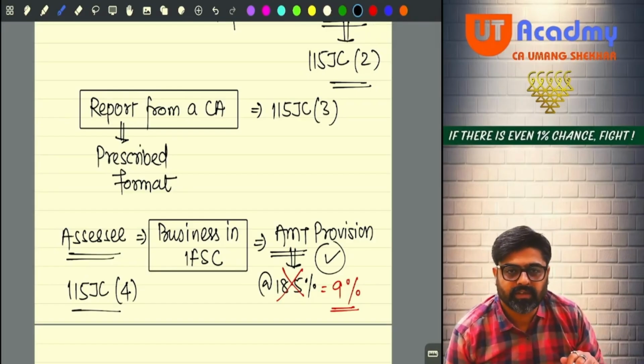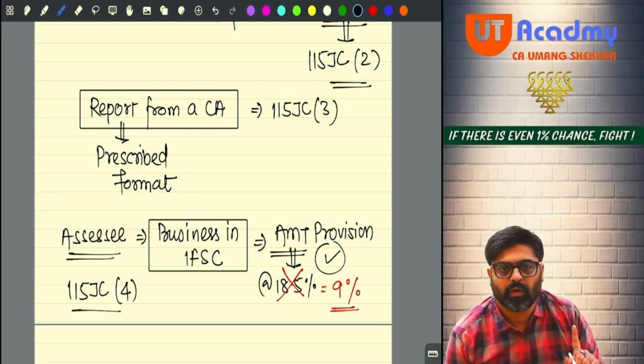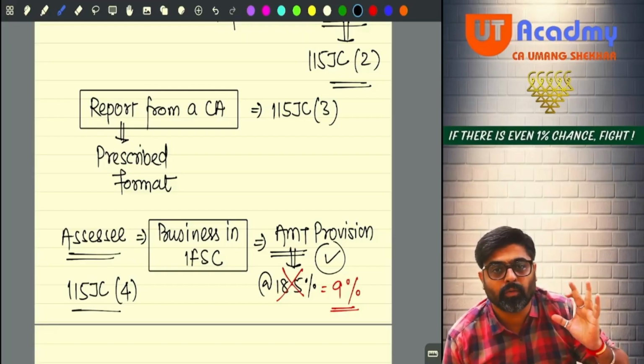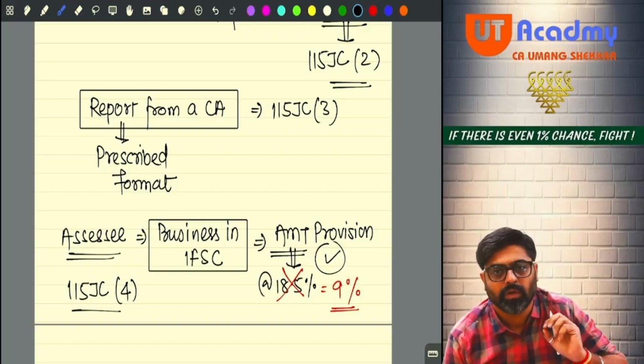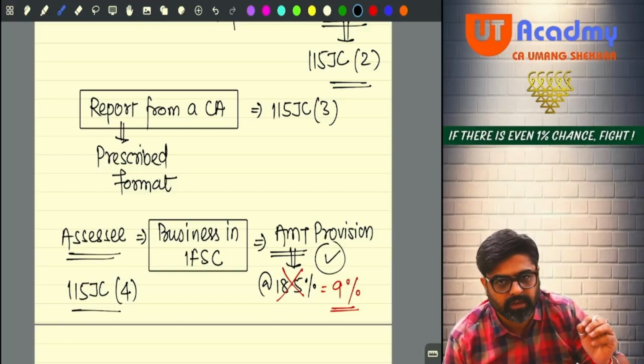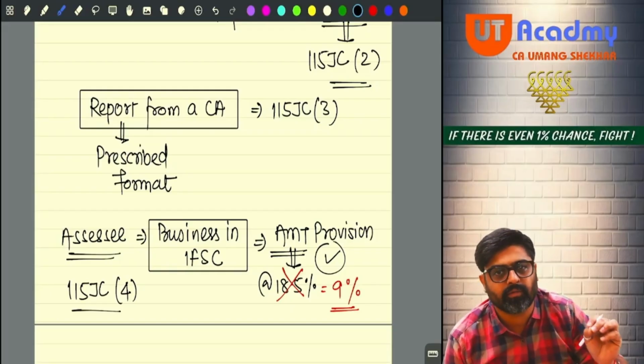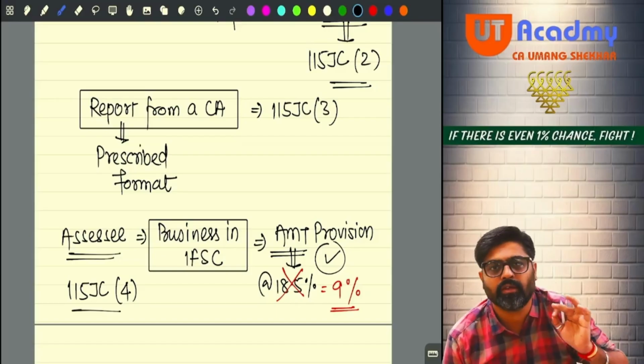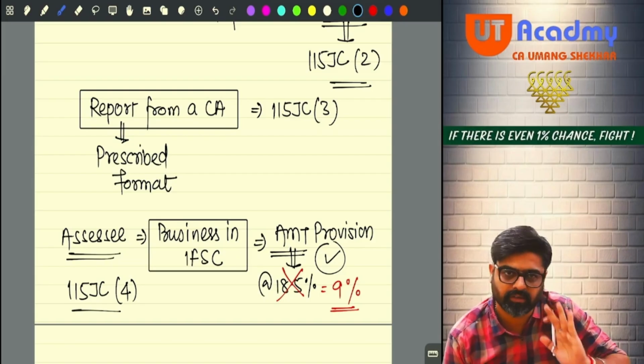So when are the AMT provisions applicable, JC1 and 2. When the AMT is supposed to be paid, when the liability of AMT will arise, when you are obligated to pay AMT, JC1. Adjusted total income, JC2, and then the report from a chartered accountant, JC3, and the 9% rate for IFSC units, JC4. It is C, it is not D. It was my mistake to write JD. Okay, it is JC. JC is correct.